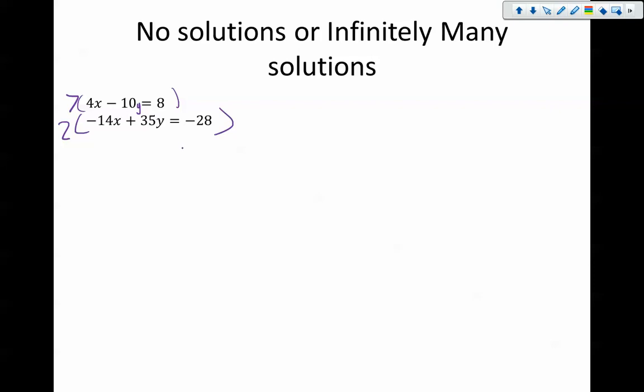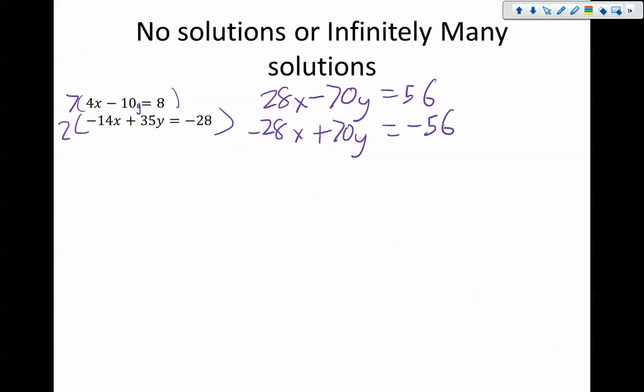So we're going to end up with a situation here. Okay, no, this is going good. Sorry, I thought I saw something that was going to mess up. So this will be a negative 70. This will be a positive 70. Let's go ahead and write that out. That's going to be 28x minus 70y equals 56. And then this bottom equation is going to be negative 28x plus 70y equals negative 56.